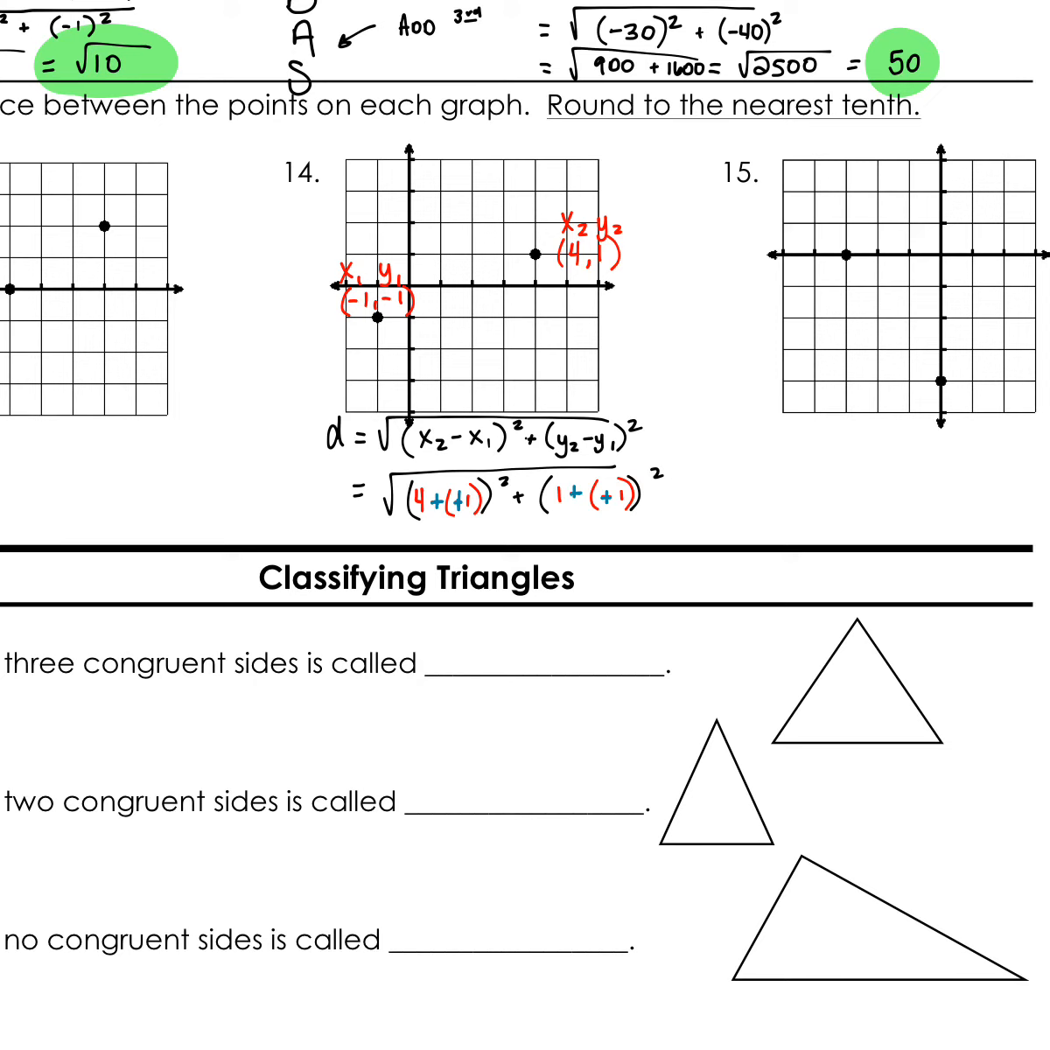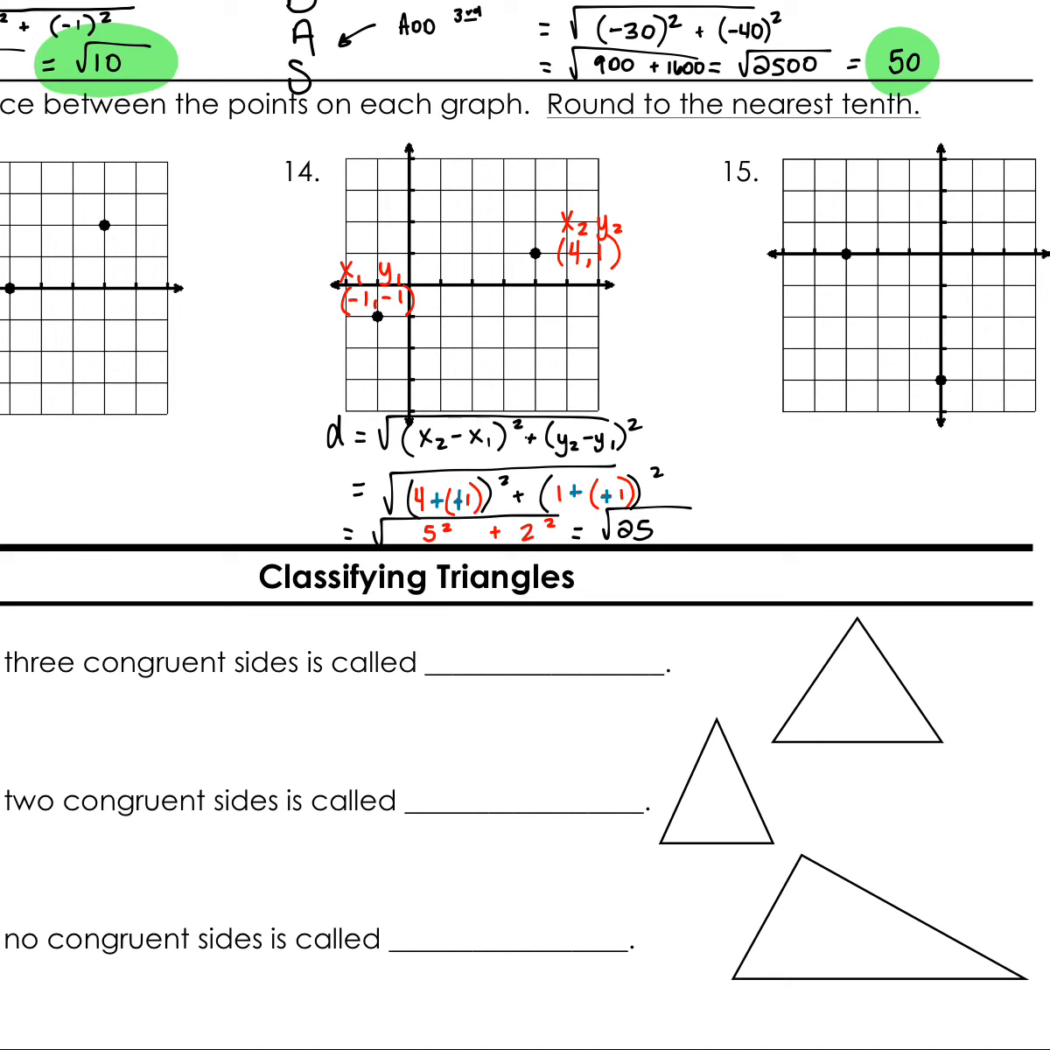So we get equals the square root of 5 squared. 4 plus 1 is 5. Plus 2 squared. 5 squared is 25. 2 squared is 4, which is exactly the square root of 29. And if I wanted to, put the square root into my calculator, 5.4 approximately.